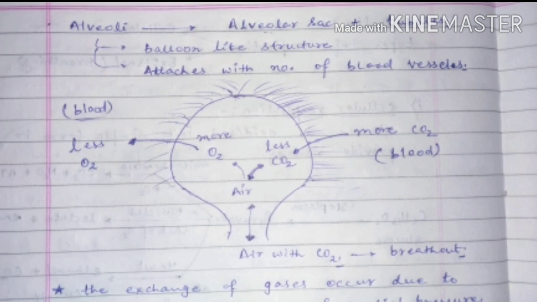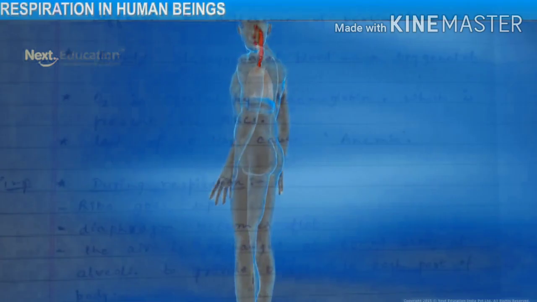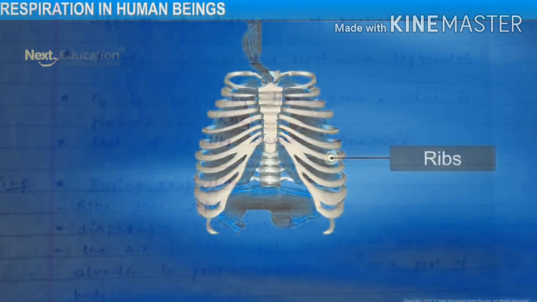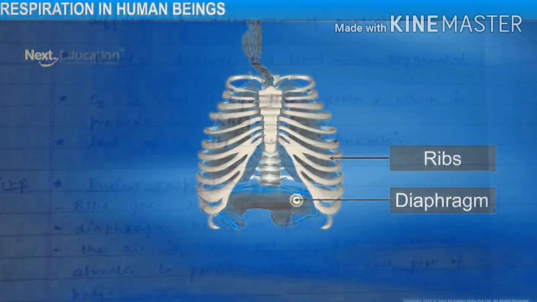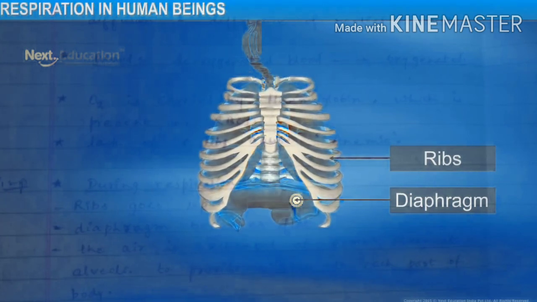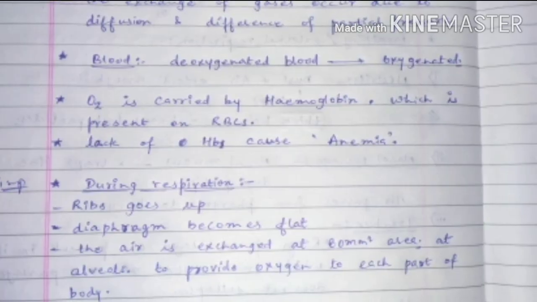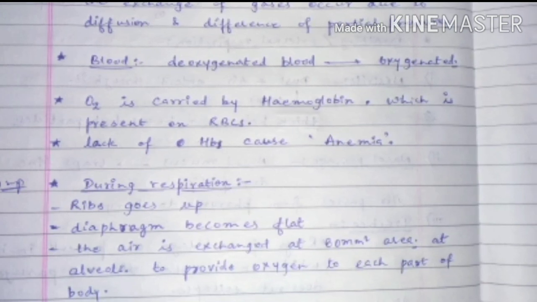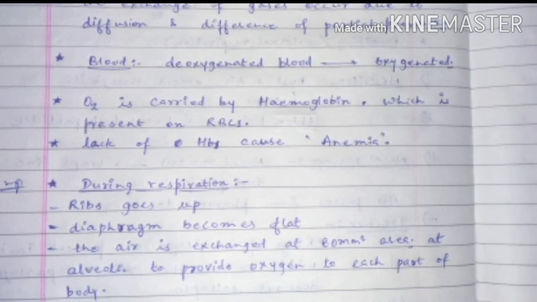Then we will talk about how respiration occurs. During respiration our ribs go up and the diaphragm becomes flat. Because of that, the alveoli get more area for expansion. At the alveoli the air is exchanged over an 80 square meter area, and the oxygen can easily exchange and reach each and every part. So this is all about respiration.